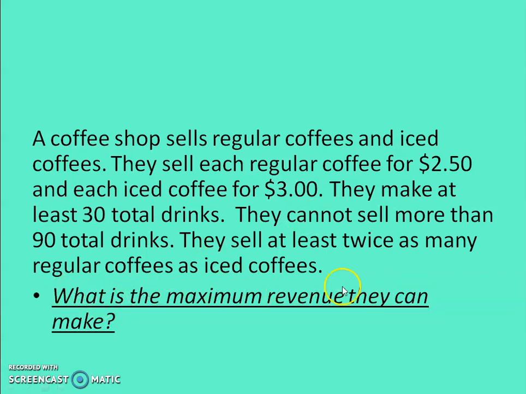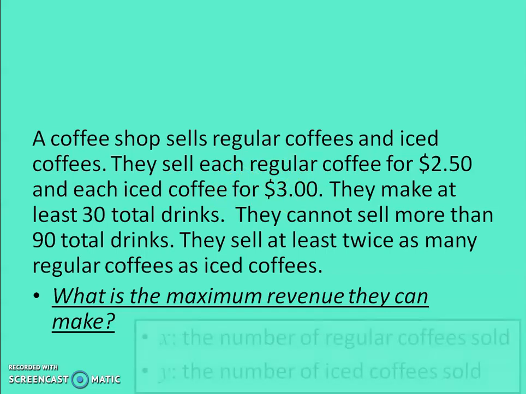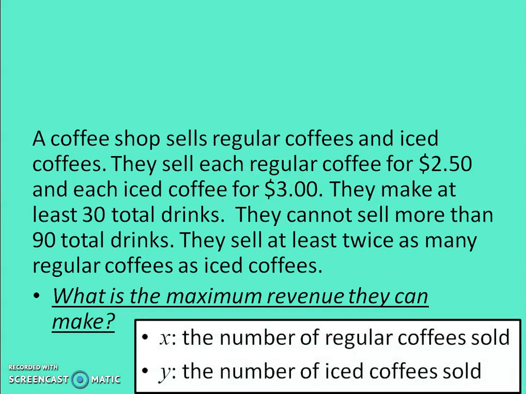This is the part that's new. This is the part that's called the objective or the optimizing rule. So not only do we have inequalities, not only do we have variables, but now we're looking for the maximum possible revenue. And that's related to this part here, this 2.50 and 3. So the first thing you will always have to do in a word problem is to define the variables. Here I will define them for you. X will be the number of regular coffees and Y will be the number of iced coffees.